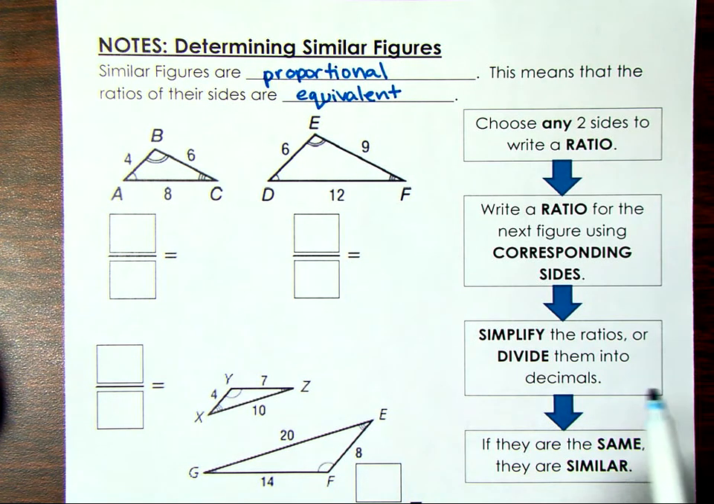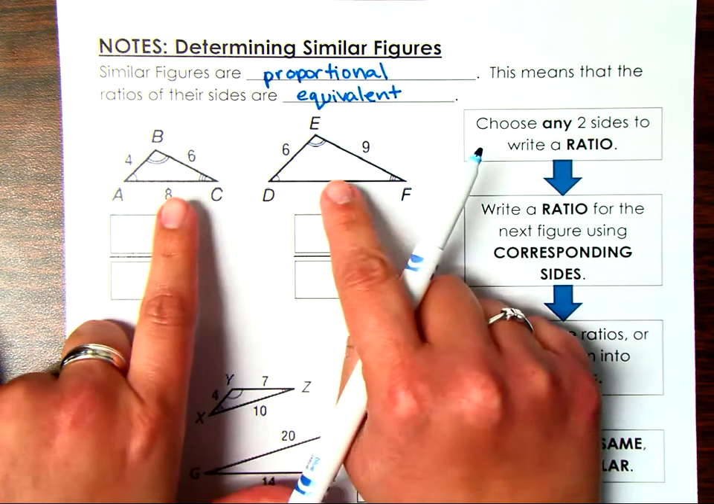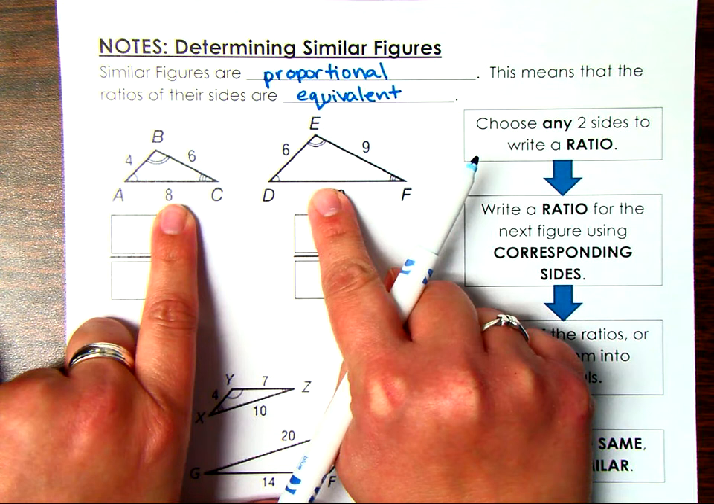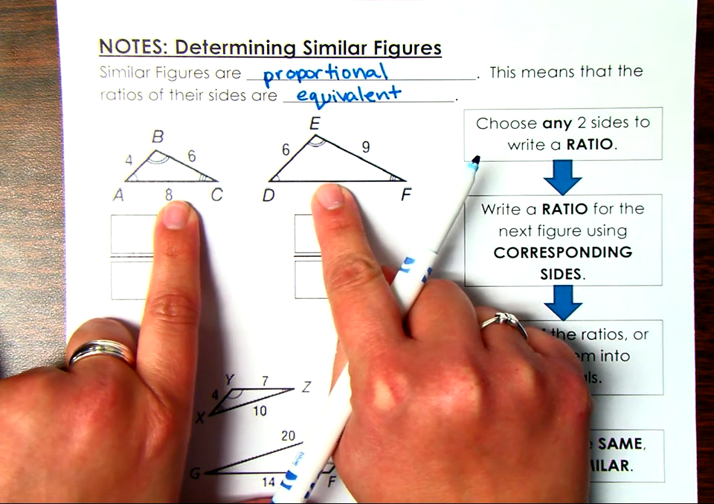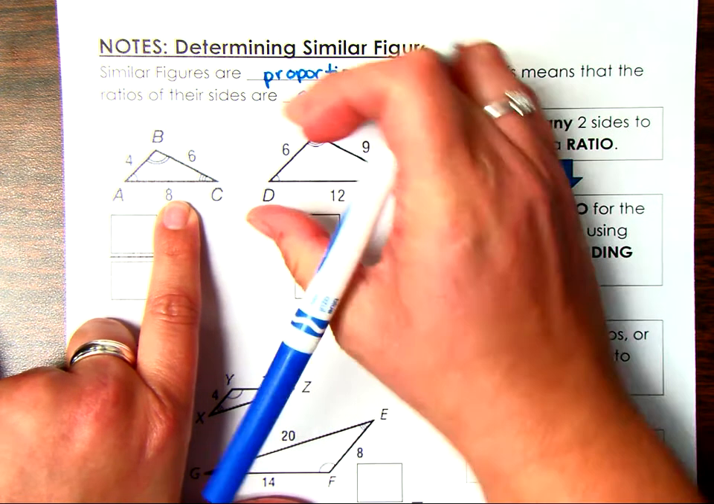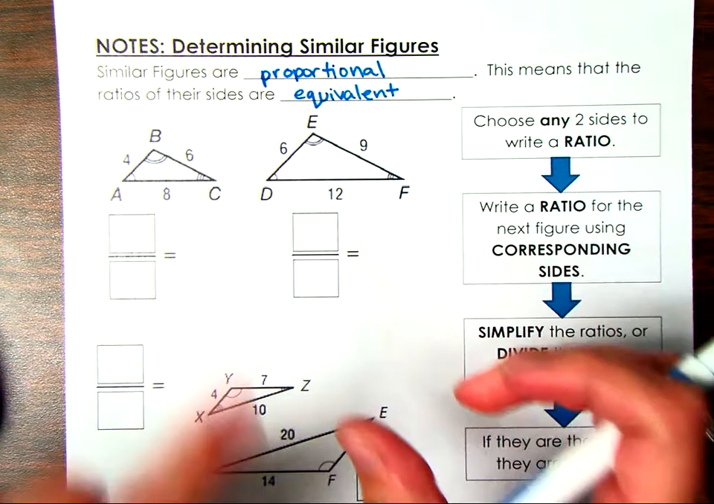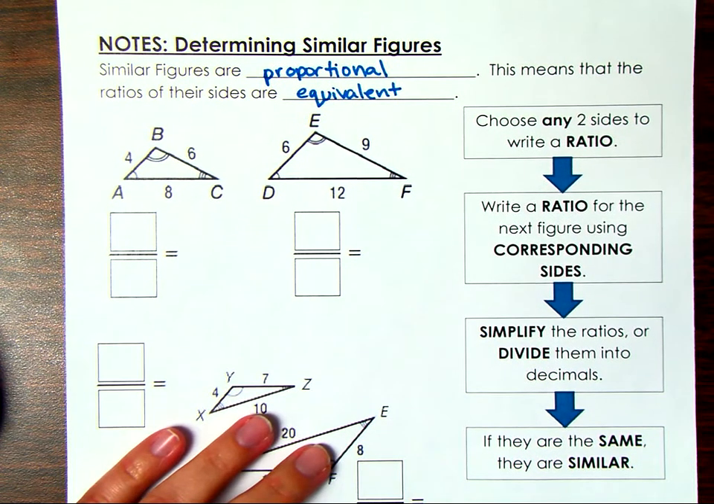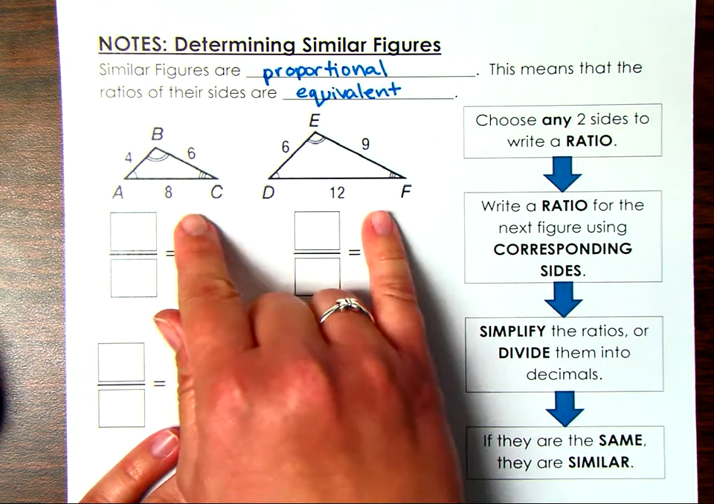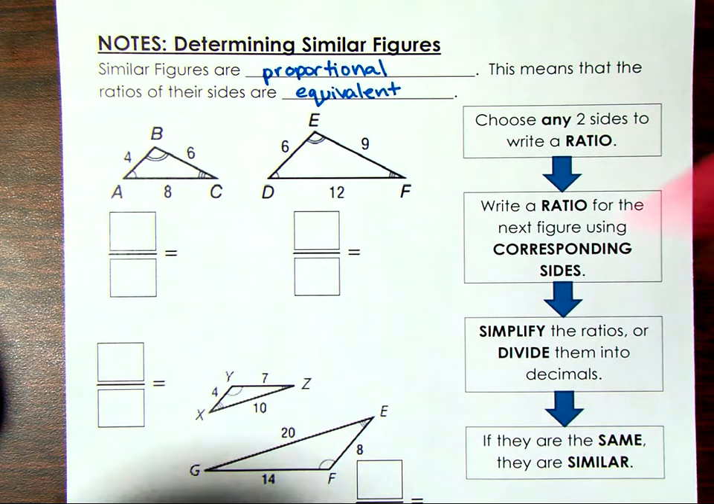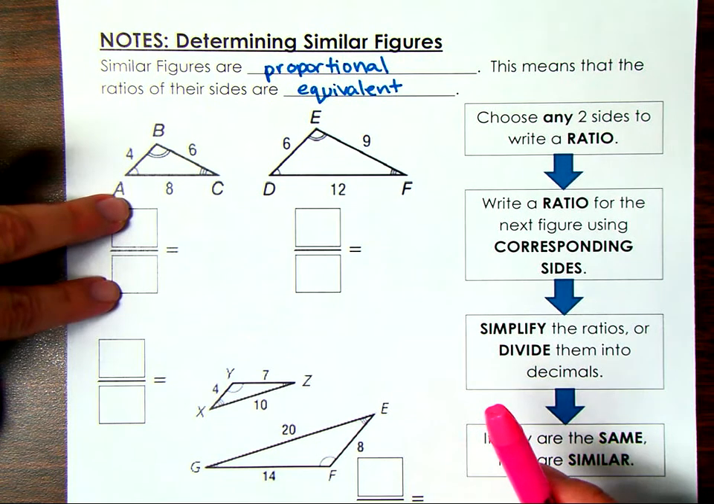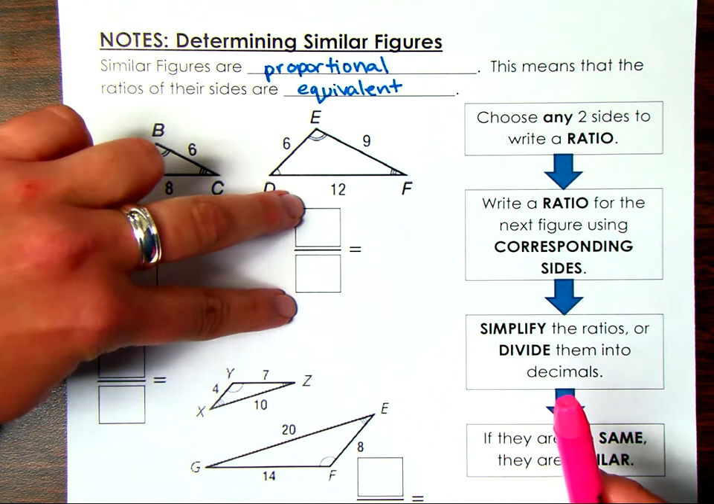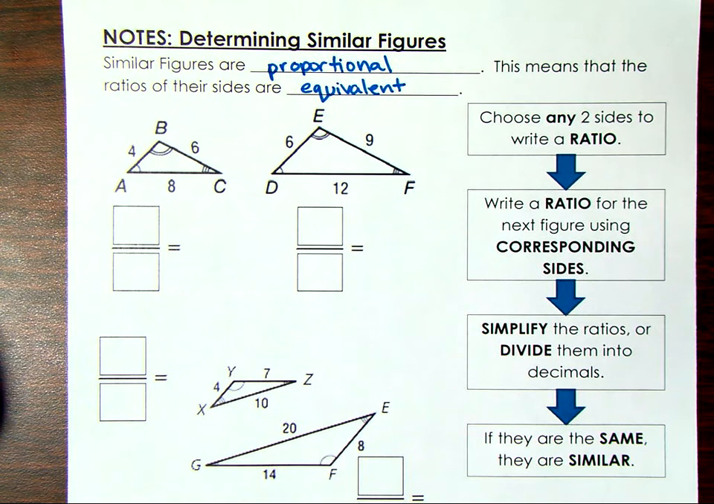The first thing, in case you forgot, when we talked about similar triangles or similar shapes, they have to be facing in the same position. If these triangles were not facing in the same position, we'd have to draw and rotate and make sure that we can identify the corresponding sides. Right now we can see that these are in the same position. So we're going to write a ratio for this first triangle and compare it to the ratio of the second triangle using those corresponding sides.